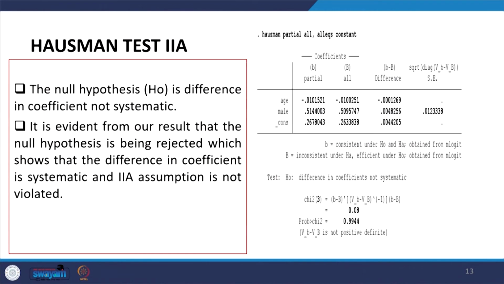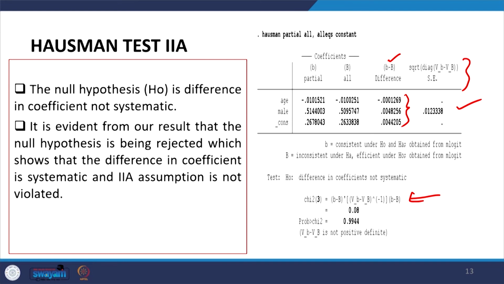Hausman test: these are the coefficients we just derived, and the difference we have also derived, small b minus capital B, where small b stands for the restricted model and capital B stands for the full model. Each of the differences is derived here, and the squared term as per the suggestions is also calculated, and then a test is taken. The assumption here is that there is no difference in coefficients, that the coefficients are not systematic. So non-systematic assumptions were taken.